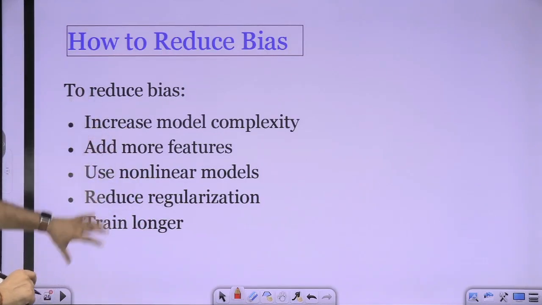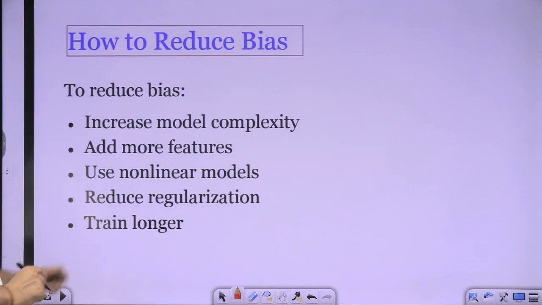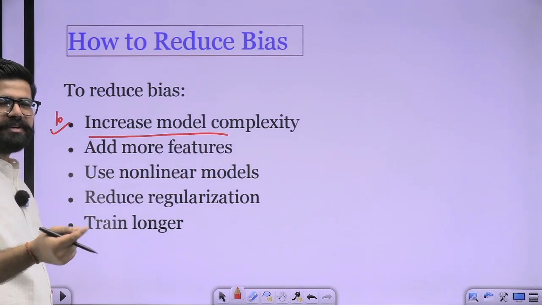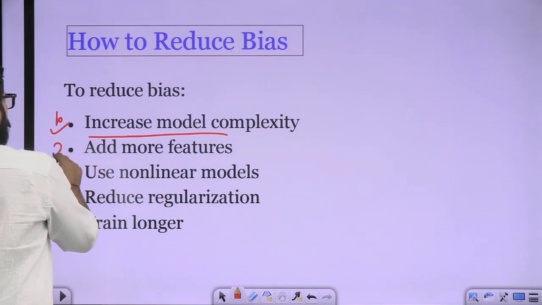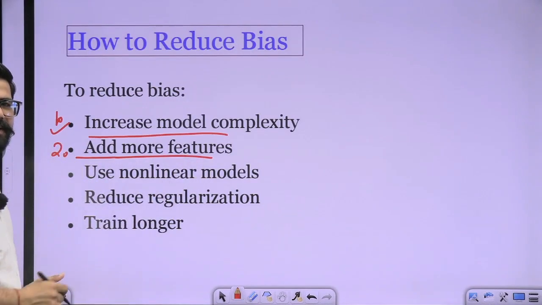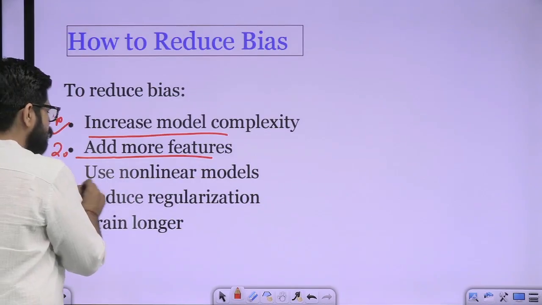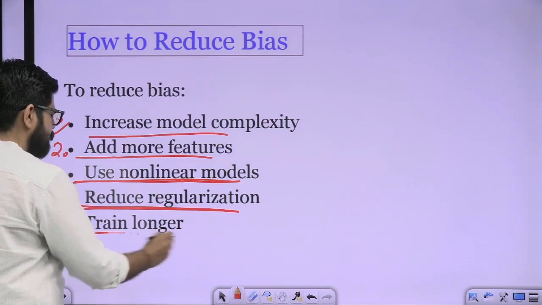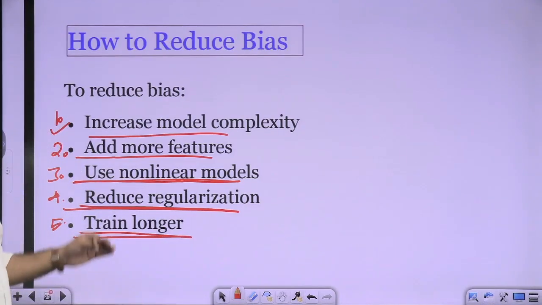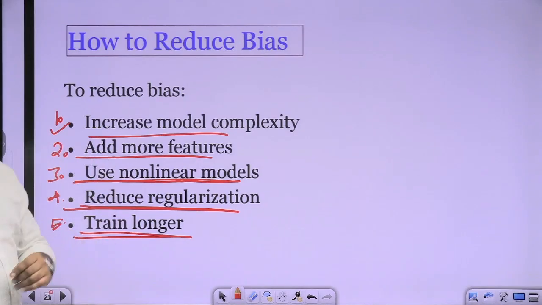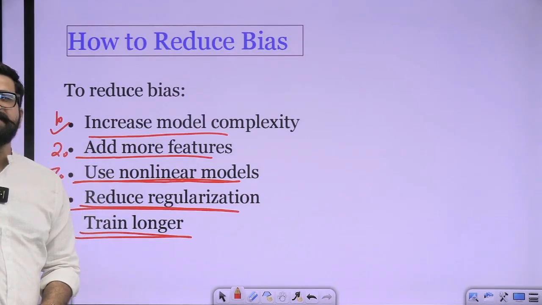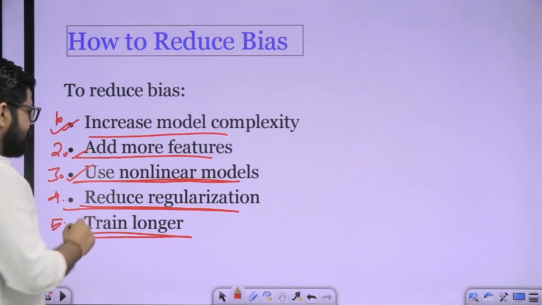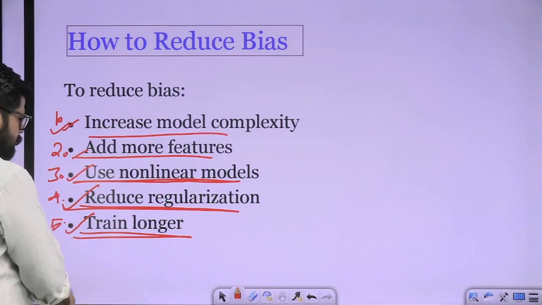Now comes how to reduce the bias. There are certain factors. Number one, increase the model complexity. If you increase the model complexity, then definitely your bias will be reduced. Add more features in your model, then definitely your bias will be reduced. Use non-linear models. Reduce regularization, train longer. These are the simple things through which you can find your bias will be reduced. So reducing bias can be done by increasing the model complexity, adding more features, using non-linear models, reducing the regularization and training it longer.